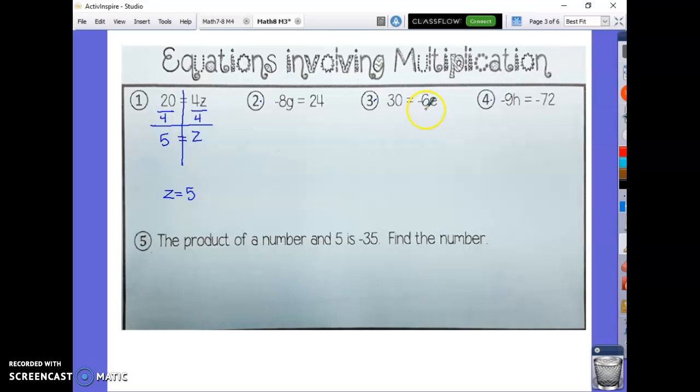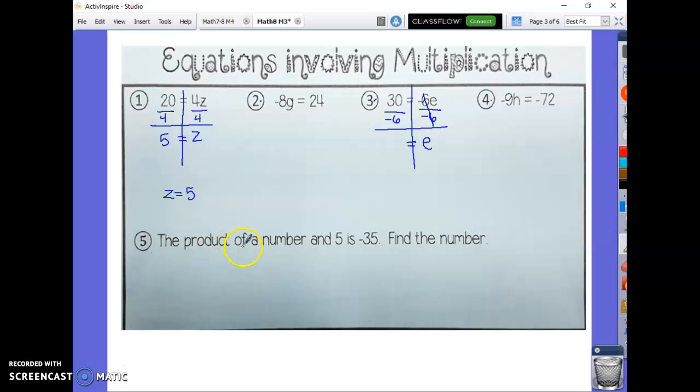Let me help you out. Let's do this one. Divide both sides by -6 because we want to get that e by itself. Both sides of the equal sign. That's going to cancel. Well, it doesn't actually cancel. It turns into a 1e or just an e. 30 divided by 6. Figure that out on your own.